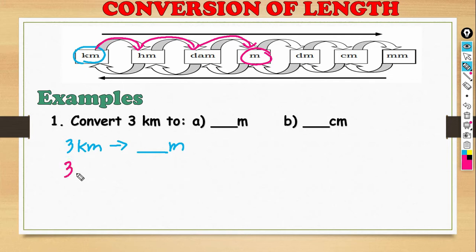So, we have 3.0, kung mapapansin nyo, yan yung decimal point natin. I-move natin yung decimal point from left to right. 1, 2, 3. So, 3 beses.